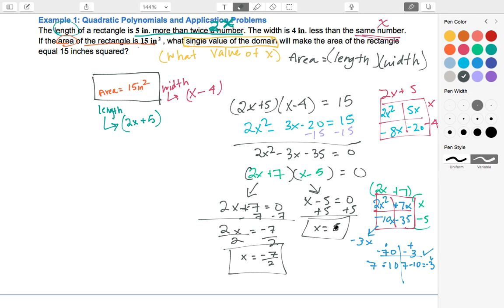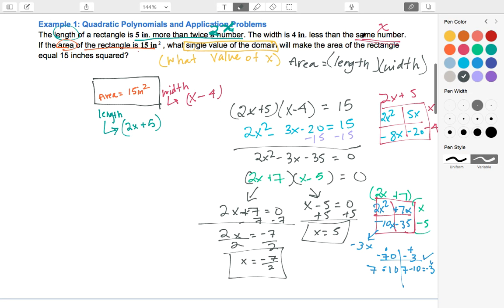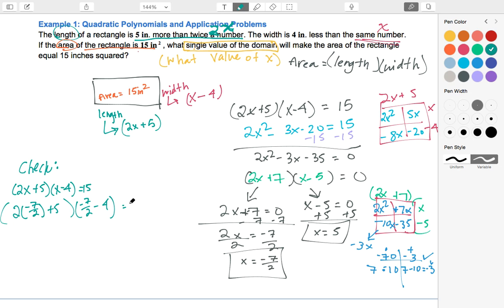Okay, one of these is going to work and make sense in my problem. So what I need to do is go ahead and check. Let's say we have 2x plus 5 times x minus 4 equals 15. When x equals negative 7 over 2, I'm going to substitute that in to see if that actually works. So negative 7 over 2 plus 5, times negative 7 over 2 minus 4 equals 15.